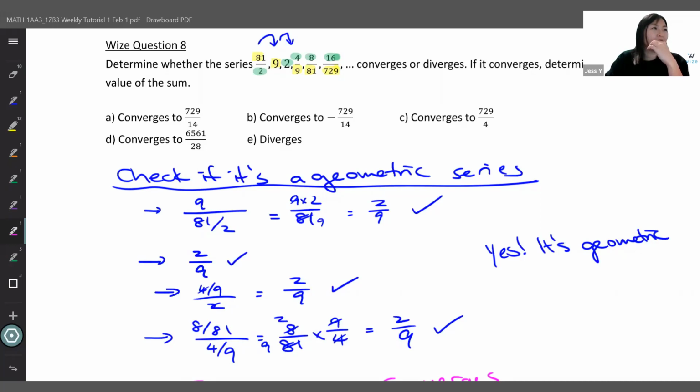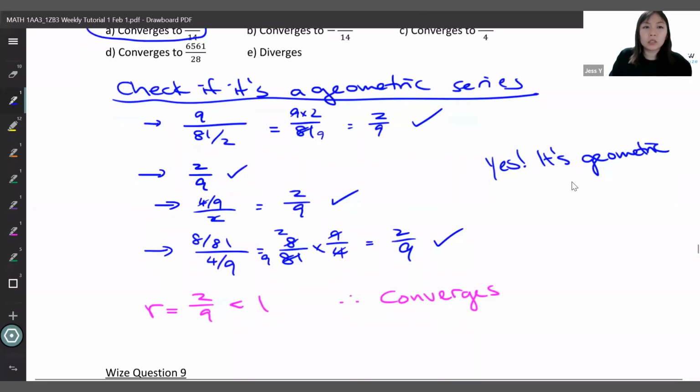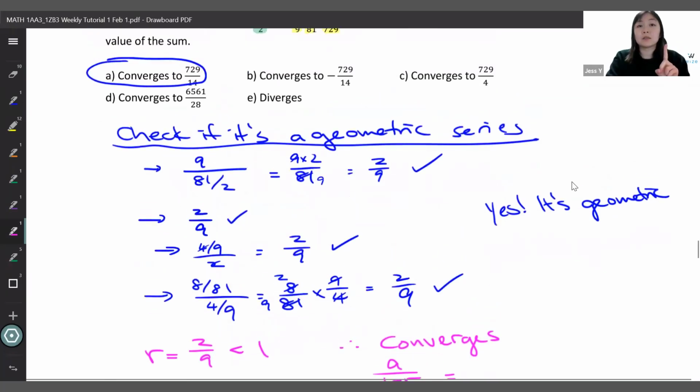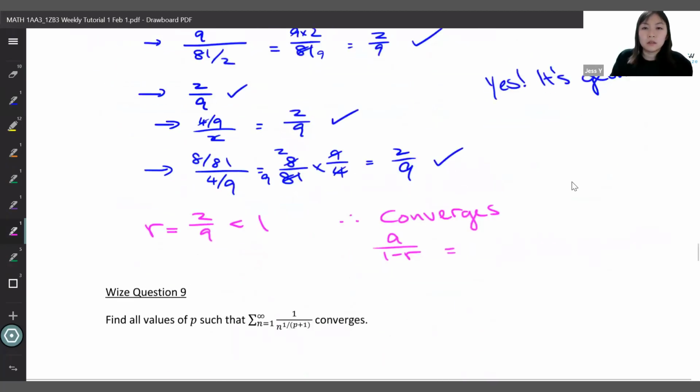All righty. Thank you for voting, everyone. That was amazing. Yes, a lot of people voted for A, and A is the correct answer. Remember your formula here. If it converges, it's going to converge to A over 1 minus R. A is the first term in the series, right? So A is your 81 over 2. So 81 over 2 divided by 1 minus R, which is 2 over 9.